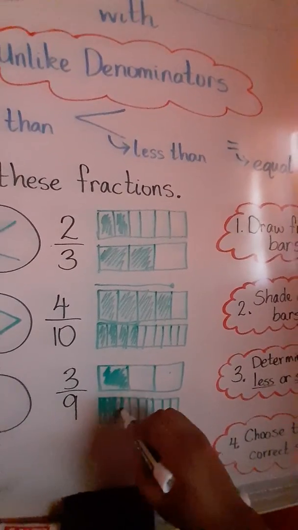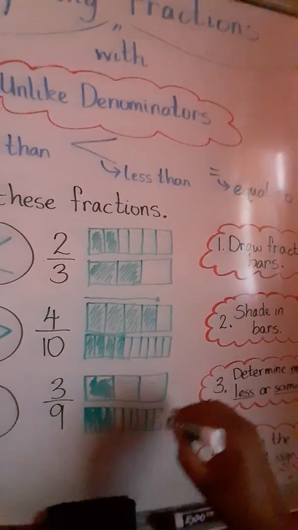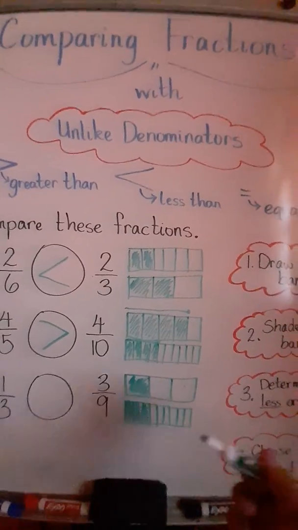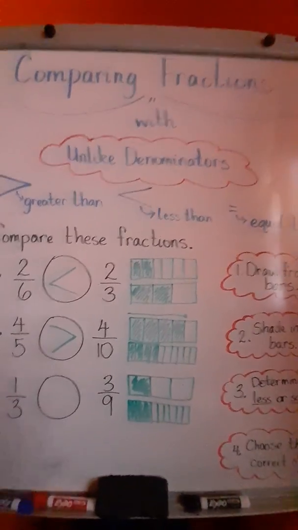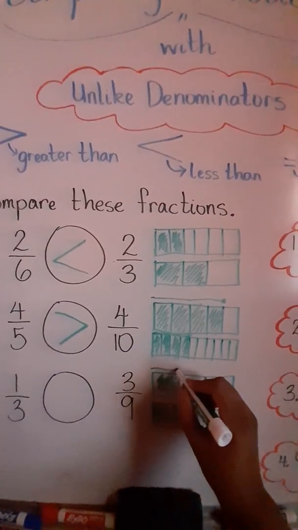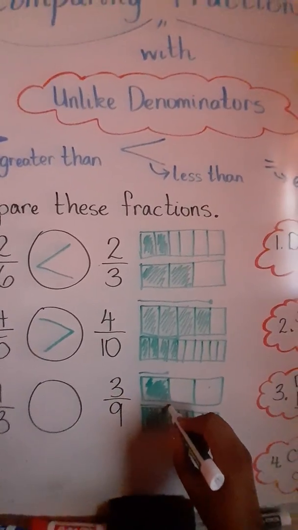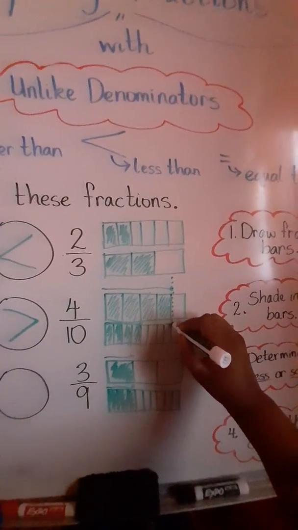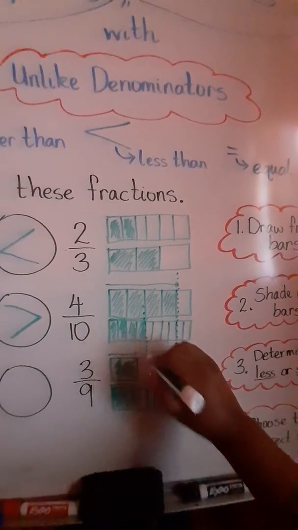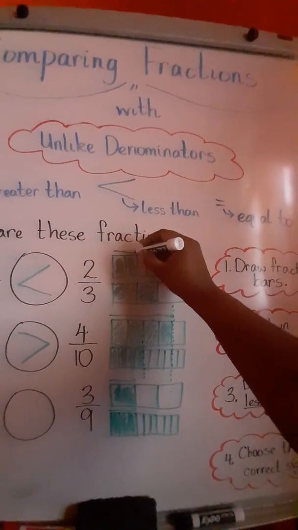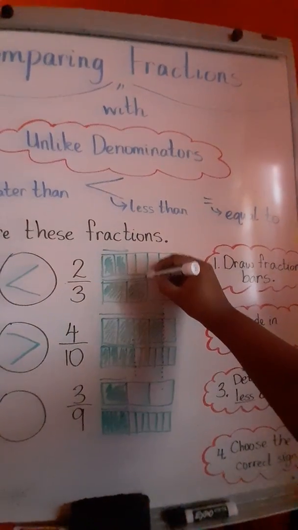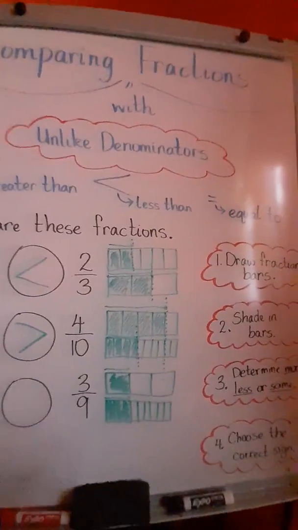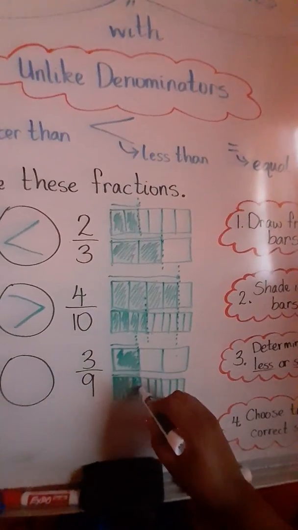Always remember when you're shading to shade together. Don't skip boxes, okay? We're not doing patterns. You want to shade them together so that you can see how much space they take up on the fraction bar. For this fraction, we stopped right here. For this fraction, we stopped right here. Now, look back at the previous fraction. It was clear that we were far apart. What about this one? We stopped here and we stopped here. What then do we say about these two?